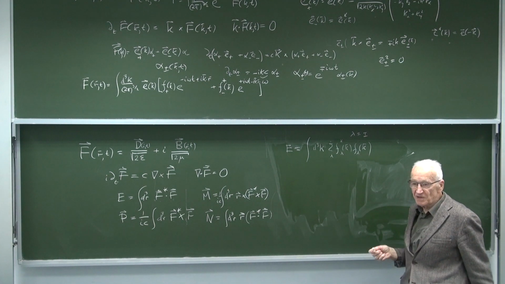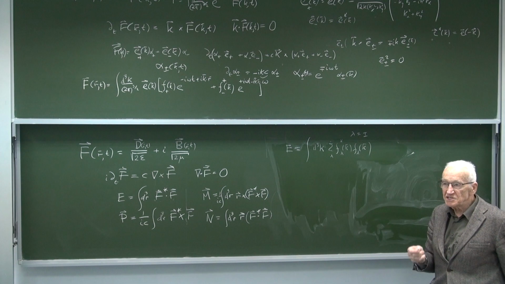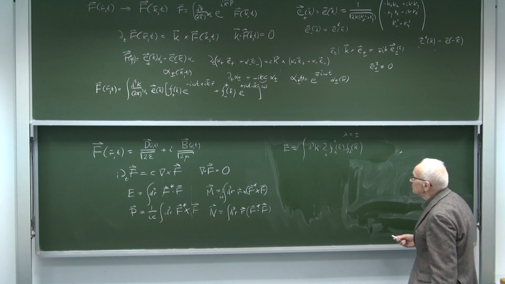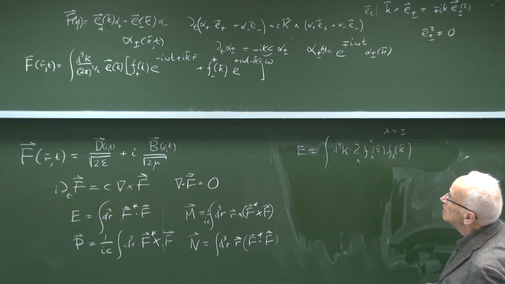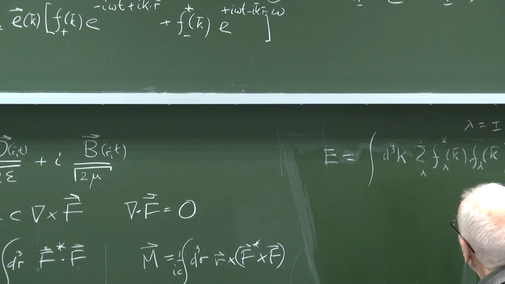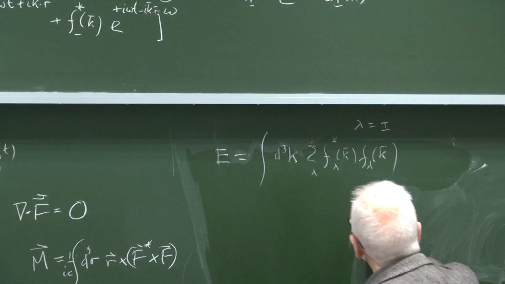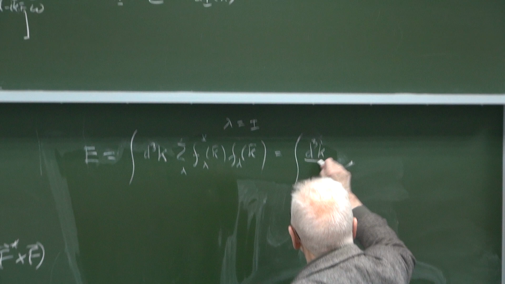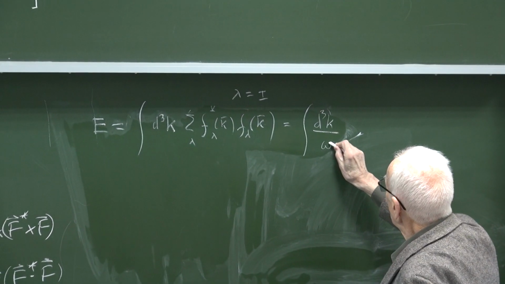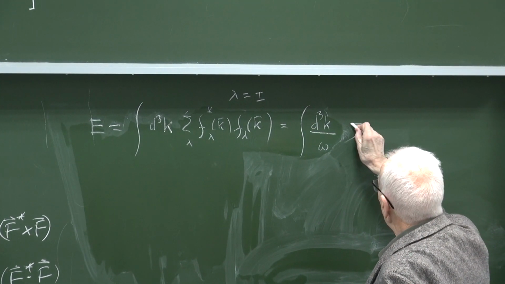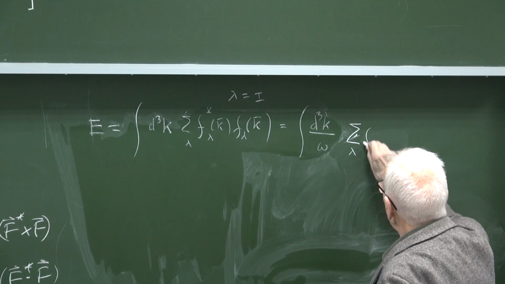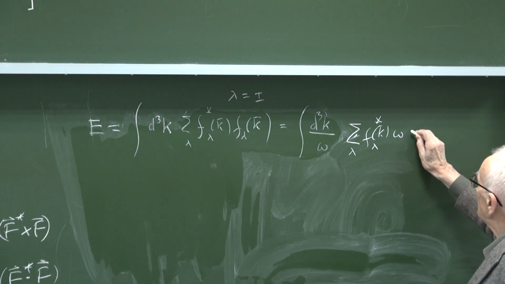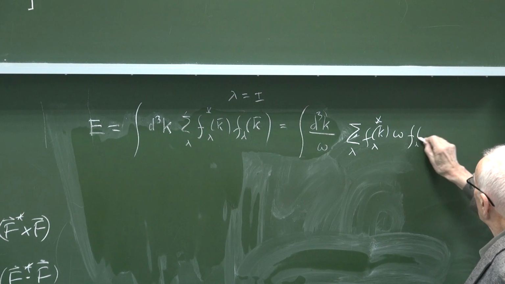Looks familiar. This is something that we know from quantum mechanics. But where is the energy here? Well, the energy comes in a rather tricky way. Something is missing here. No, I think it's okay. Namely, nothing prevents the following change. I will divide by omega and multiply by omega. So I will have sum over lambda f lambda star of k, omega here, and f lambda of k.